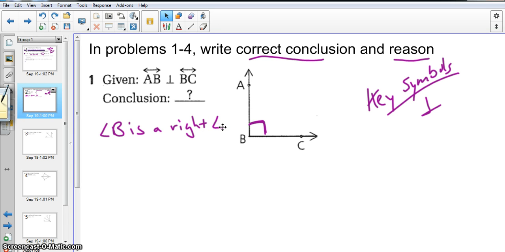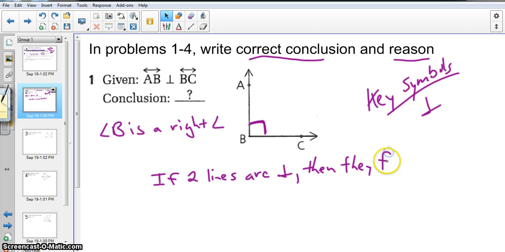The second part to this is we need to include a reason. This would be our if-then statement. Remember, our if comes from what we already know from our given. So if 2 lines are perpendicular, then they form a right angle.